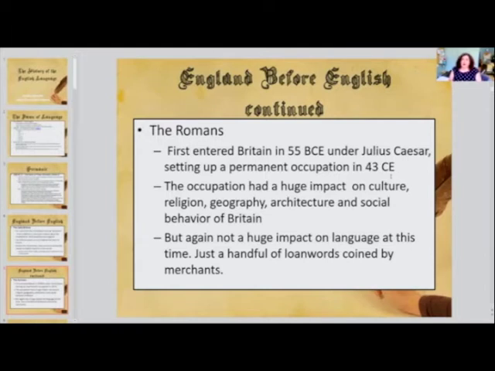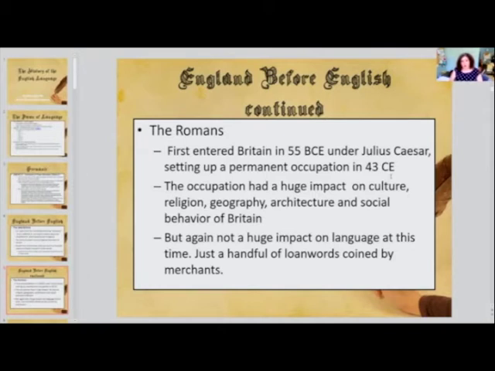So then we arrive at the Romans. They first come to Britain in 55 BCE under Julius Caesar. They set up a permanent occupation. It has a huge impact on culture, religion, geography, architecture, and the social behavior of Britain. And certainly it drove back a lot of the native Celts. So it didn't have a huge impact on language.